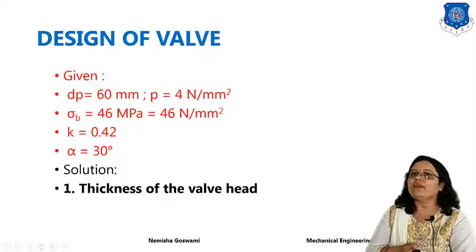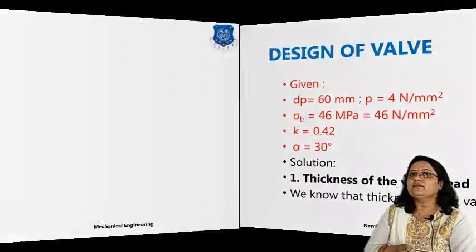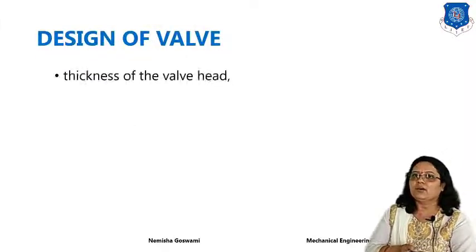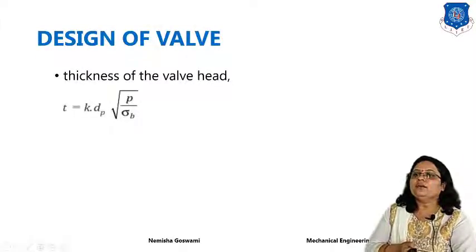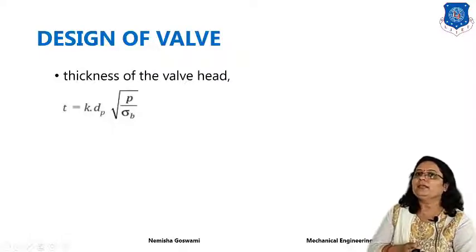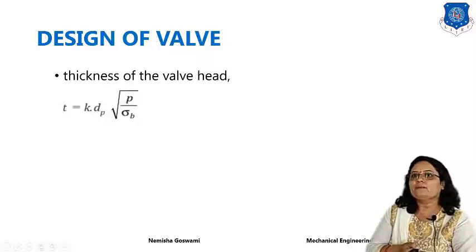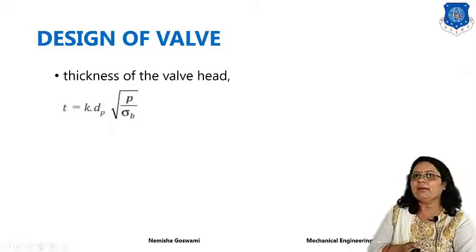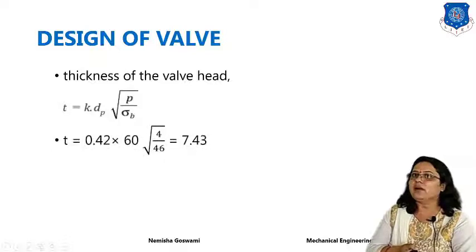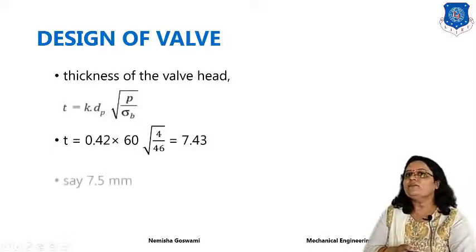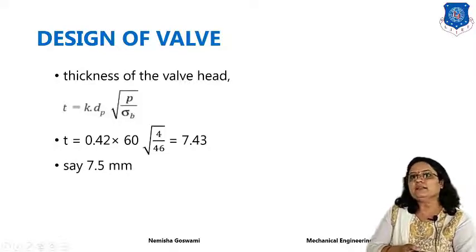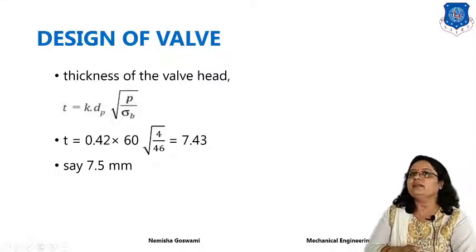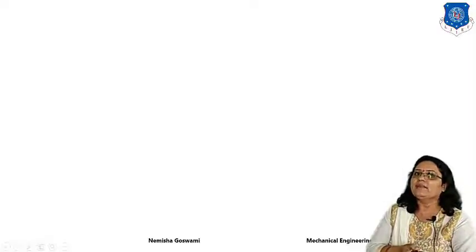First of all, we have to find out the thickness of the ball head. Right? So what is the thickness of the ball head? We have the empirical formula, so we will directly use this formula. t is equal to K into dp under root of p divided by sigma b. So p maximum pressure we have, sigma b we have, K we have and dp we have. So I will just put all the values in this equation. You will get 7.43. So approximately, the thickness of the ball head is equal to 7.5 mm.